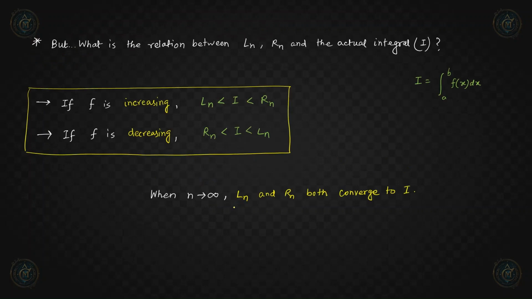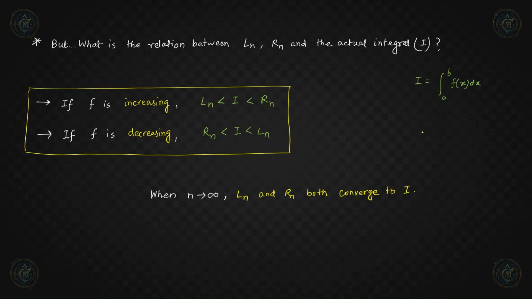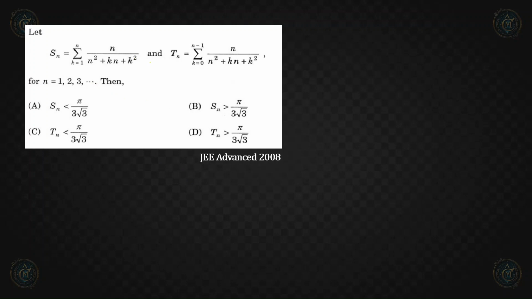So what did we discuss? We discussed that we are calculating this summation for a summand which is of the form h times f(a plus rh), where f is some function. Okay, so let us express the given summand in terms of h times f(a plus rh). This a and h we are free to choose. So let us take this n divided by n square plus kn plus k square. We have to express this in terms of h times f(a plus rh).